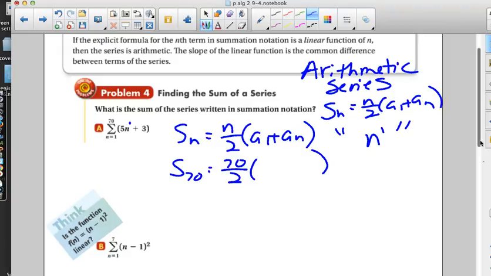We need the first term. Well, whatever this number is down here, we're going to plug that into the formula. That will give us the first term. So 5 times 1 is 5. 5 plus 3 is 8. That's our first term. I'm going to write that step down, so somebody looking at the notes later doesn't go, where'd the 8 come from? Put a 1 in.